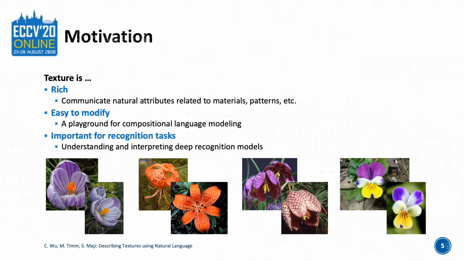Finally, deep recognition models are known to rely largely on textures, especially in fine-grained scenarios. Texture details are important to tell apart the example flowers. It's not only about the color, but also whether they are veined or dotted, and the size or distribution of the dots. By associating texture with language, we can better understand and interpret the neural nets for recognition.